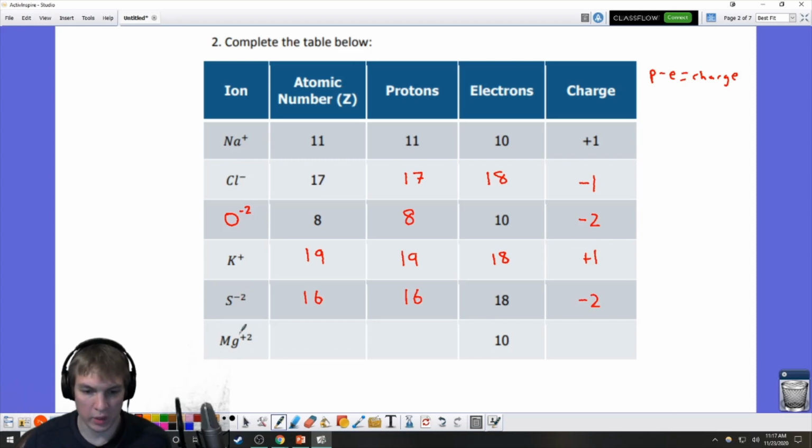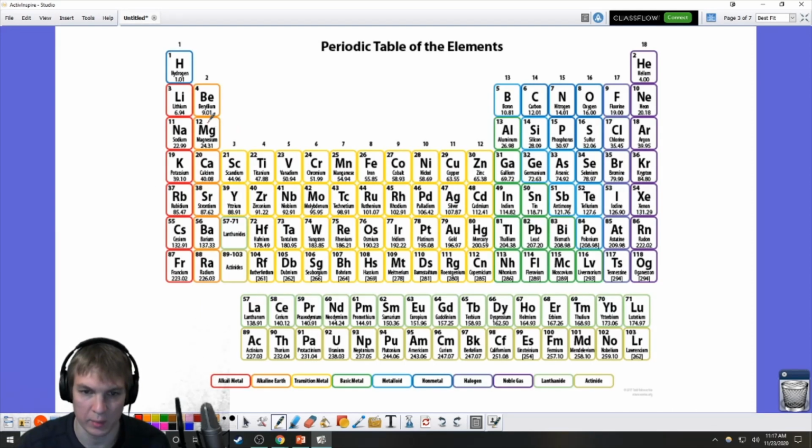So that's actually what we can do for the next one. Magnesium, we have a +2 here. All right, and I don't even need to look at a periodic table because I know protons minus electrons gives me charge. So what minus 10 gives me 2? The answer is going to be 12. So the atomic number for magnesium is 12. And if you wanted to, you could always double check by taking a look at the periodic table, and magnesium is right here, number 12.